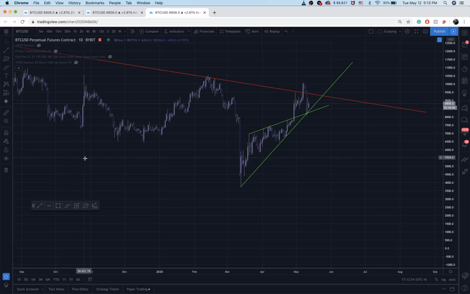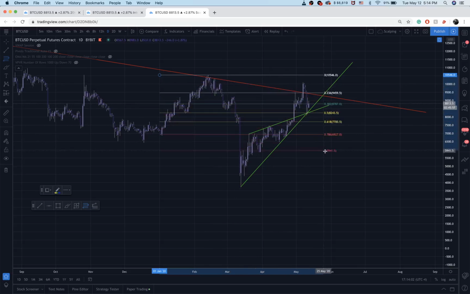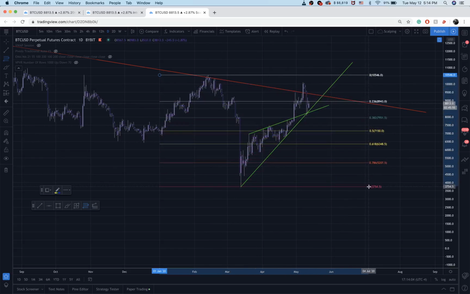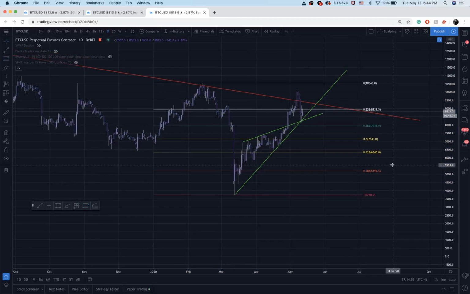I'm going to be doing a little bit of Fibonacci as well on the medium time frames, as I find that pretty useful. So I'm going to be drawing a retracement from this last local high that we had to the wick of the Corona drop that we had. And this is the most important level. As you can see, we have been closing at least 3 days now below this 0.236 level.